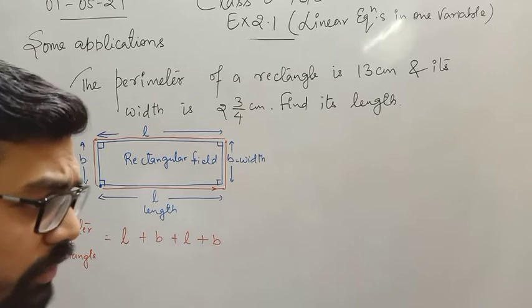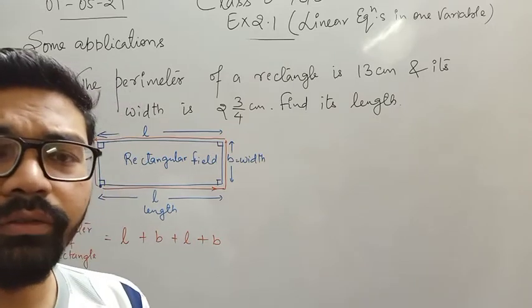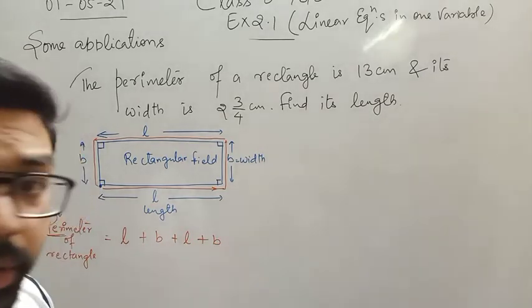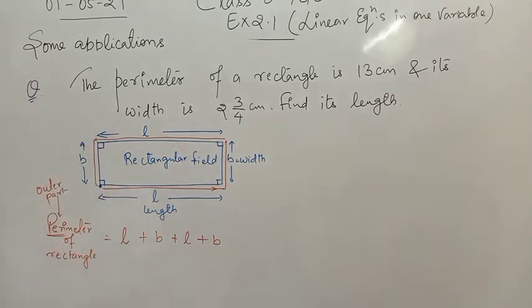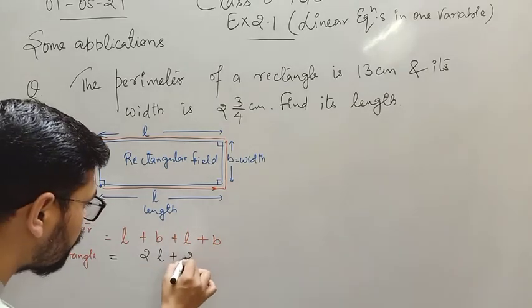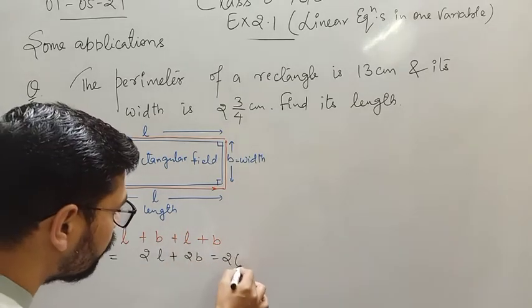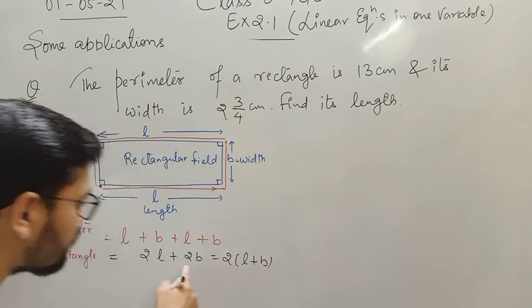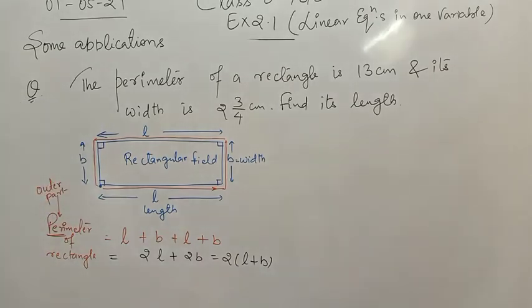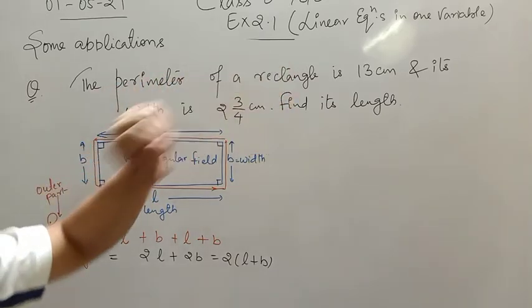So in this way you just covered your field, you just fenced your field like this, L plus B plus L plus B. Or you can simply write the perimeter of a rectangle is equal to 2L plus 2B, or you can simply write 2(L plus B). You have just taken 2 common from this expression, so you will get 2(L plus B). Any doubt?